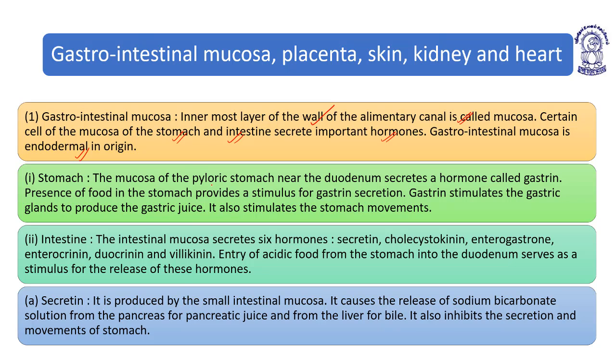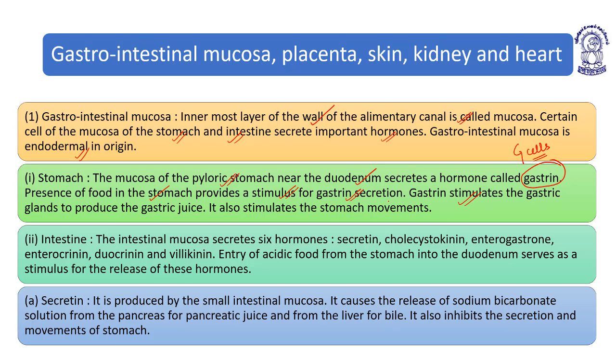Stomach. The mucosa of the pyloric stomach near the duodenum secretes a hormone called gastrin. Gastrin is basically secreted by very specific G cells of the mucosal region. Presence of food in the stomach provides a stimulus for the secretion of gastrin. So the secretion of gastrin depends upon the gastric emptying time, that is how much time food requires to pass through the stomach cavity or gastric cavity.